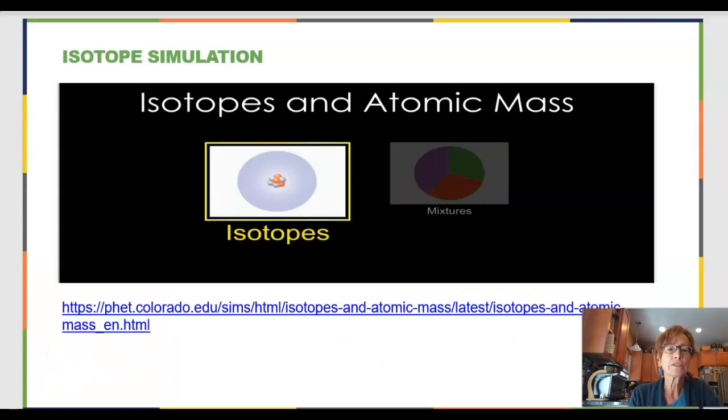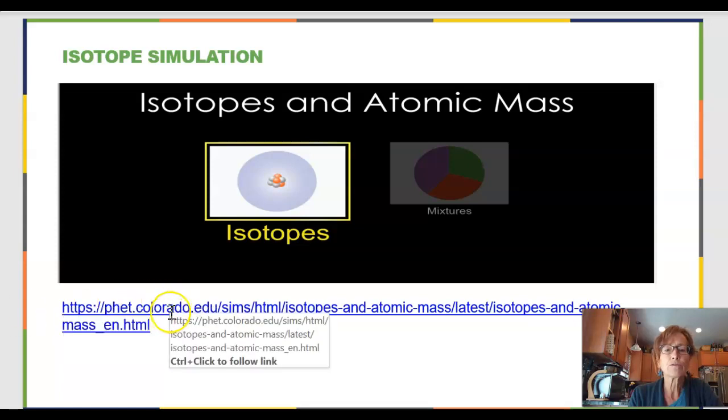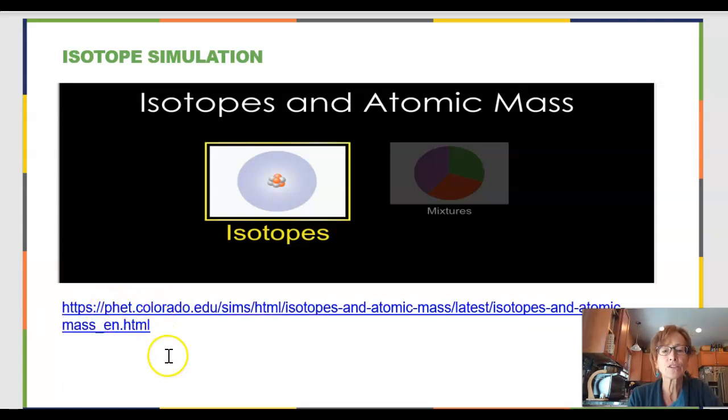Now, in your book, you can follow this. Some of you have used this website from the University of Colorado called PhET in your physics classes, and hopefully you went on and did this simulation. I can't do that here, but we will talk a little bit about it if you have questions.